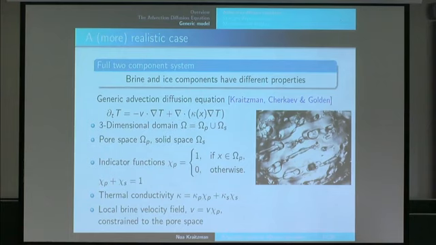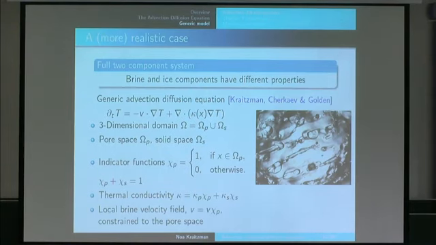Then we thought of making it more realistic. So one thing to do is to consider the sea ice to be a system of two components, a liquid brine and solid ice. And this way we really capture the microstructure of the sea ice. So we consider a three-dimensional domain where we can separate it into the pore space and the solid space.